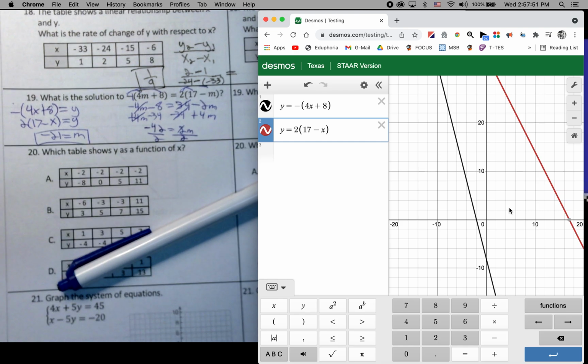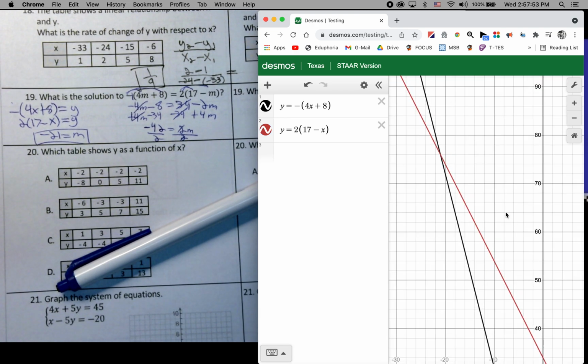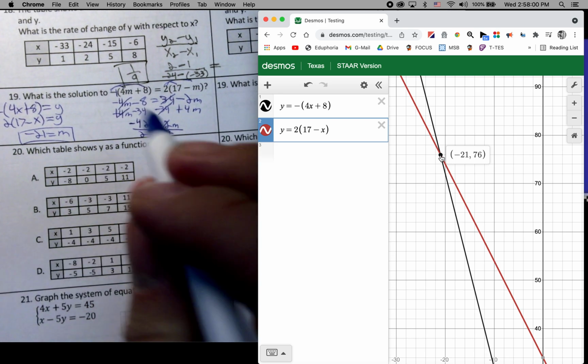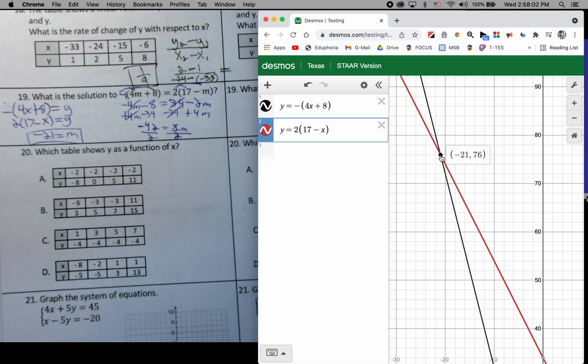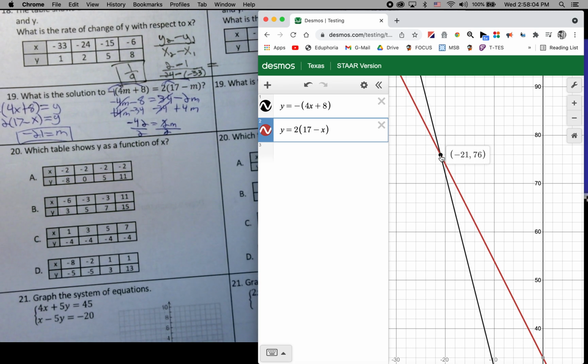All right, and then I'm going to scroll up to see where they cross. Click on where they cross. The x value is what I want, which is negative 21. Oh, hey, look, I got the same value. Okay. All right, here we go.